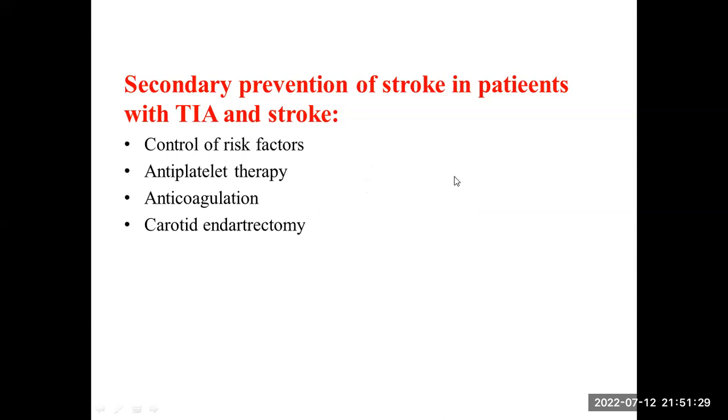So direct-acting oral anticoagulants are superior to warfarin in secondary prevention of stroke, except in mechanical valves and in mitral stenosis.